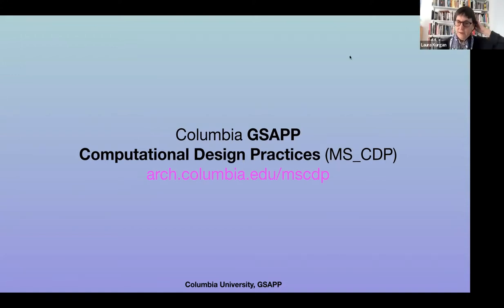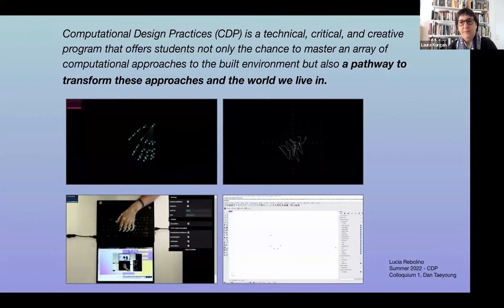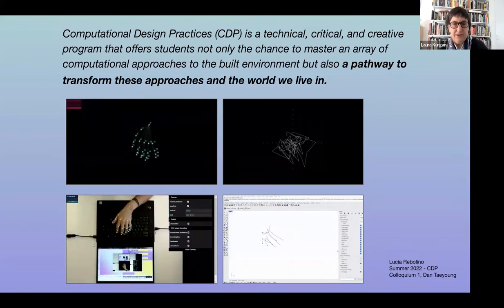All right, so here we are, Columbia University Graduate School of Architecture, Planning and Preservation. And this is a presentation about the Computational Design Practices Program. So as I said, we're in our first year of the program, the first year of the program being initiated and started. We currently have a group of 12 full-time students and 5 part-time students, and we're busily engaged in getting everything off the ground.